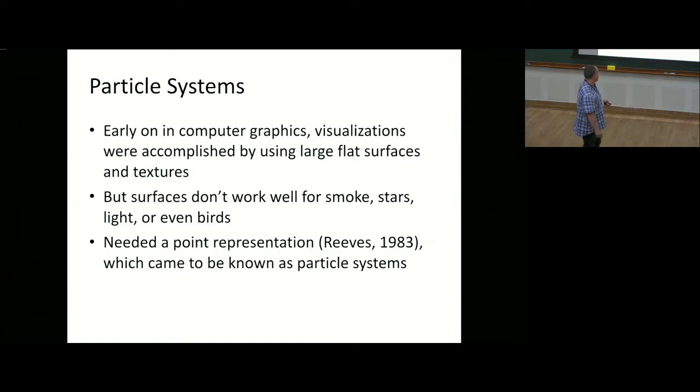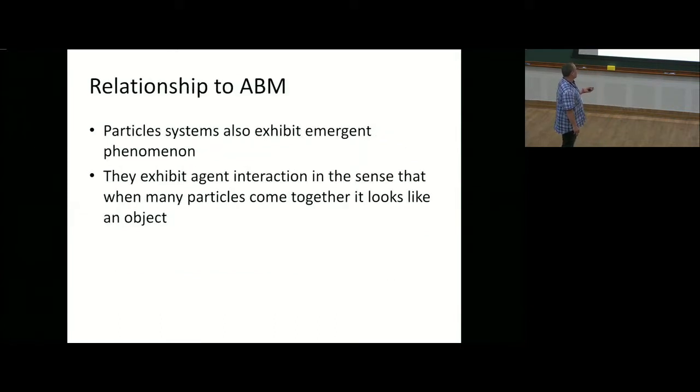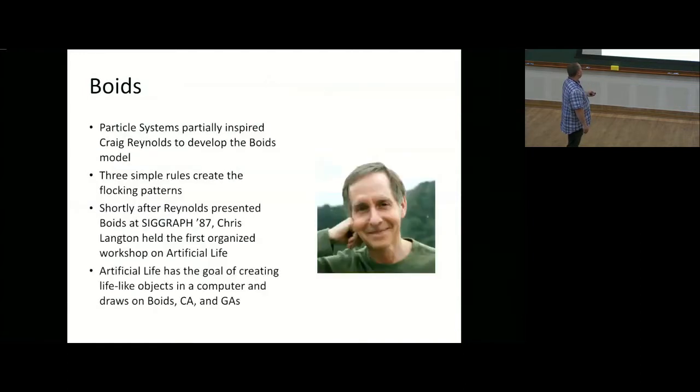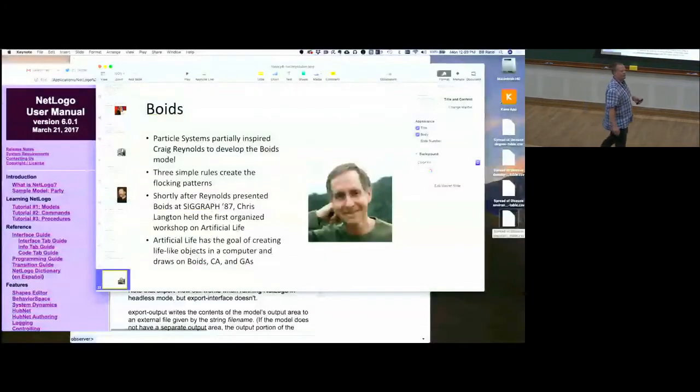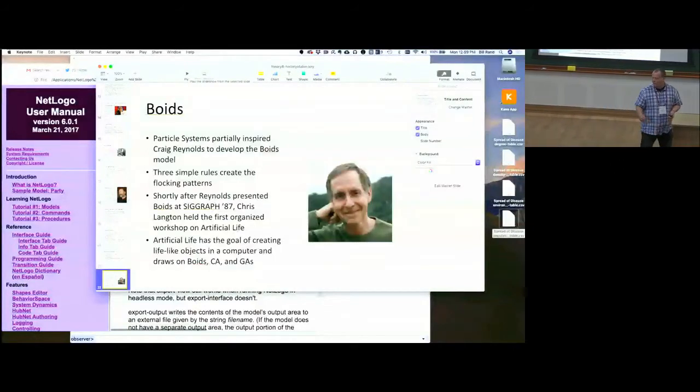It worked better than the tradition in graphics, which was to use surfaces to represent those spaces. So Reeves in 1983 defines these particle systems. They have emergent phenomena. If you looked at an individual particle, it doesn't look like smoke or stars or anything, but if you look at a group of them together, it does. That results in Boids, building upon that, which we've already talked about quite a bit. So that's the history, in a nutshell, of some of the main lines of thought that led to agent-based modeling.